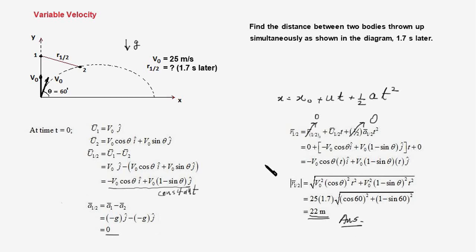So the key point is that the equation of motion for relative displacement is quite similar to the equation of motion of a single object moving in a straight line with a uniform acceleration, and we can use that to compute the relative displacement.